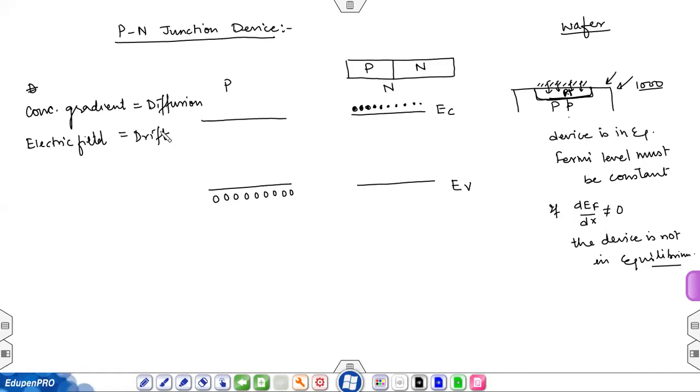So whenever there is an electric field and there is a movement of electrons and holes because of that electric field, then this phenomenon is known as a drift phenomenon. And if the movement of electrons and holes is because of the concentration gradient, we call it a diffusion phenomenon. Okay. So now in a p-n junction, in total there are 4 types of current.